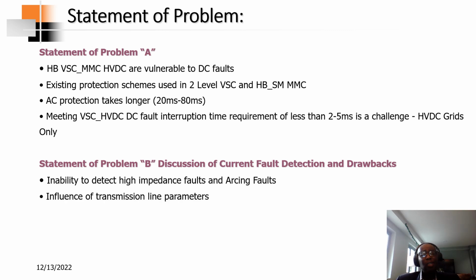Also, when the fault occurs, the transmission line parameters become dynamic and keep changing, and this can influence the fault currents. And as such, it becomes very difficult to detect these faults.